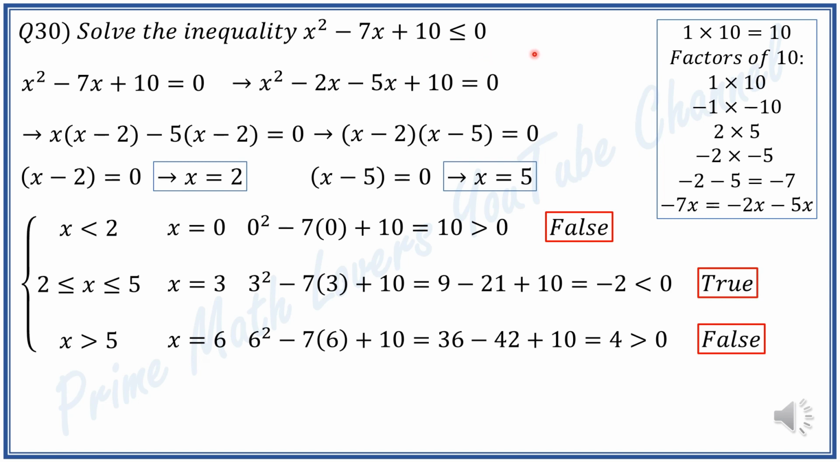So the inequality is satisfied when x is greater than or equal to 2 and less than or equal to 5. Therefore, the solution for this inequality, x squared minus 7x plus 10 is less than or equal to 0, is x is greater than or equal to 2 and less than or equal to 5. This is our answer.